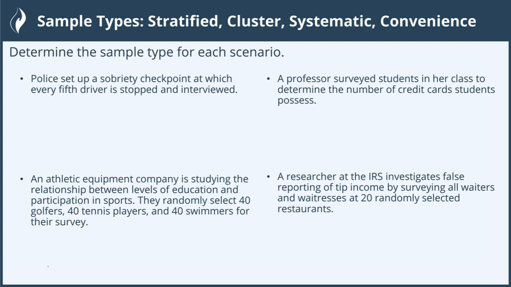This is a system where we skip over some and then choose the next one in line. So this is a systematic sample as we are skipping 4 drivers and then systematically choosing the fifth and continuing the process.